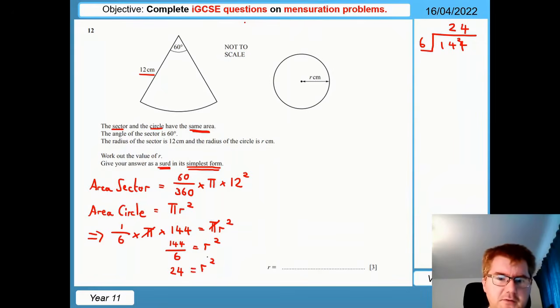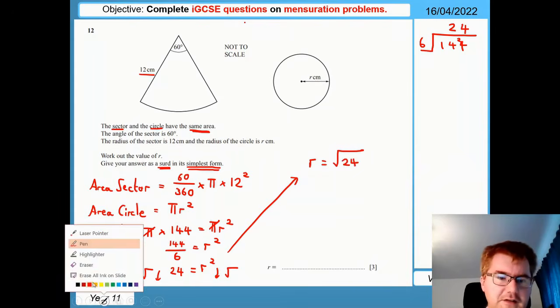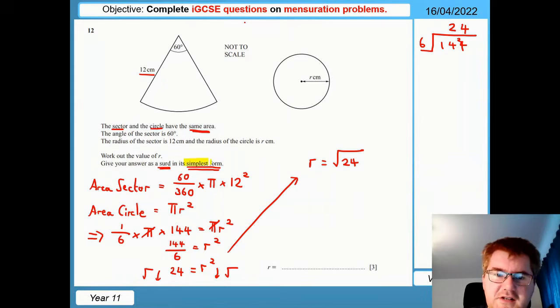Now at this point we want to get r on its own. So what's the opposite of squaring? Well, we want to square root both sides of the equation. So we get r is equal to the square root of 24. And now we go back to our underlined parts. Remember, we want our surd in its simplest form. So we've got our 2 marks so far, but not 3 of them.